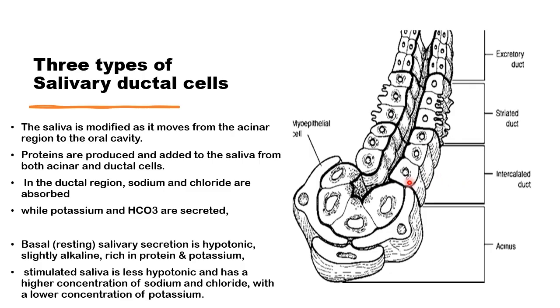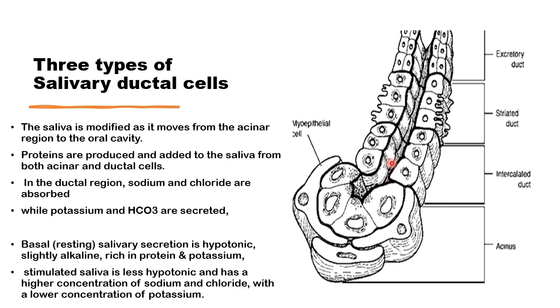The initial fluid, the initial saliva secreted by the acini, is pushed into the ductal system. You have three types of duct systems: the intercalated duct system initially, followed by the striated ducts with this basal striation in the basal part full of mitochondria, and then the final excretory duct at the end. As the fluid passes through the duct system, it becomes progressively less isotonic.